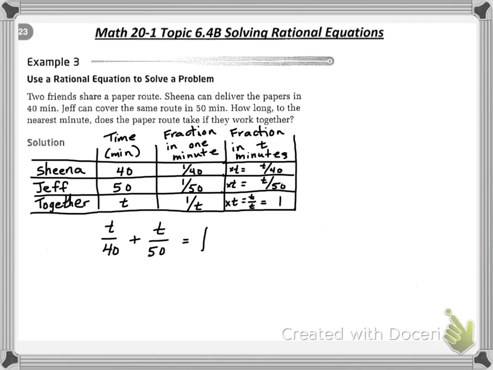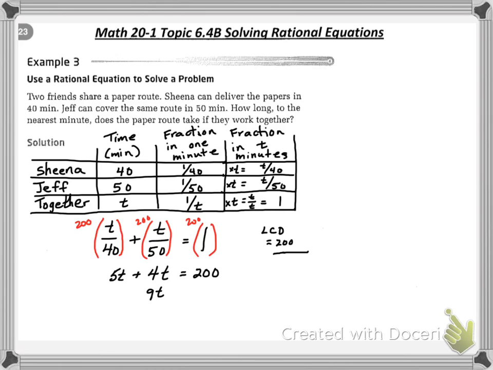And we're going to multiply both sides by our common denominator, which must be, well, 40 and 50 both go into 200. So if we multiply everything by 200, you're going to get 200t divided by 40, which is 5t, 200t divided by 50, which is 4t, and 200 times 1, which is 200.